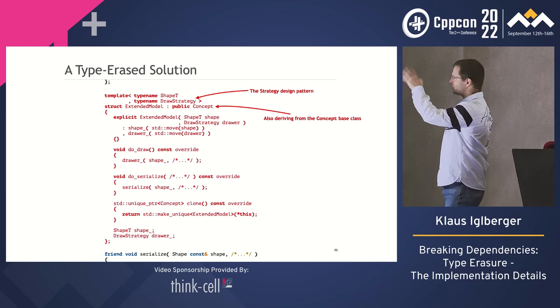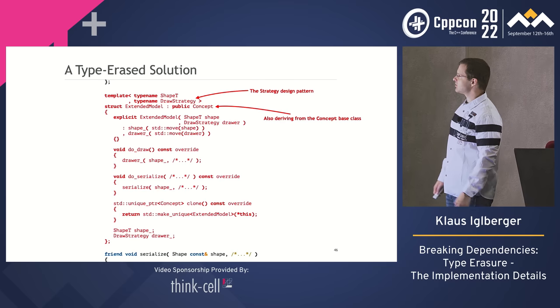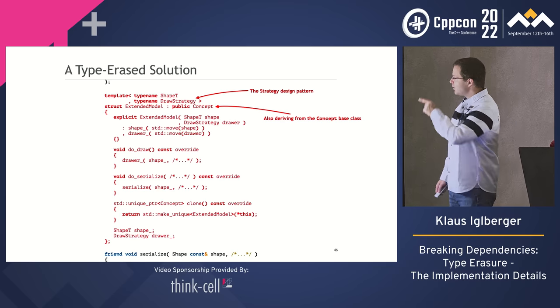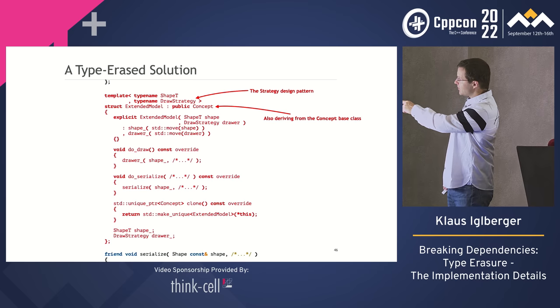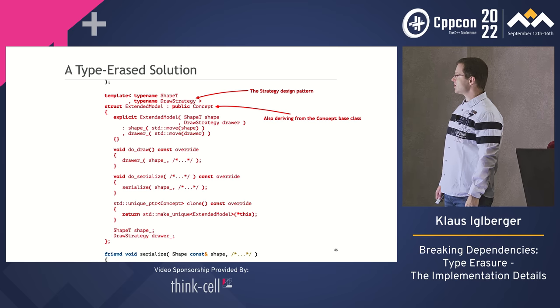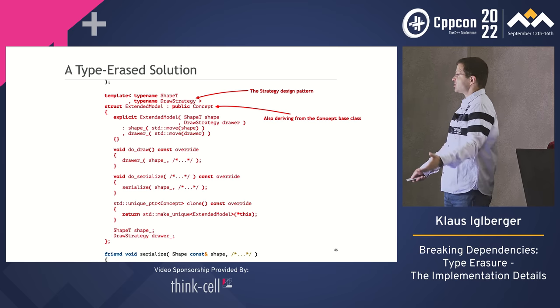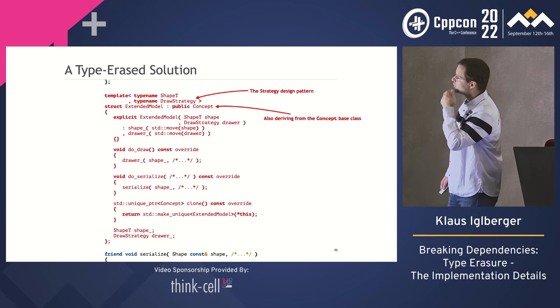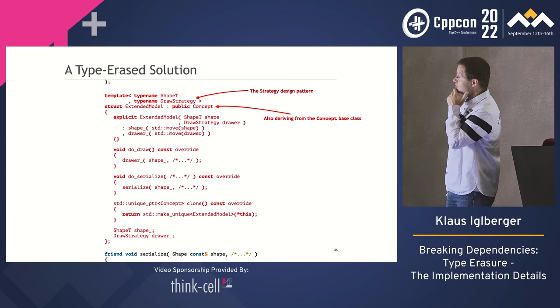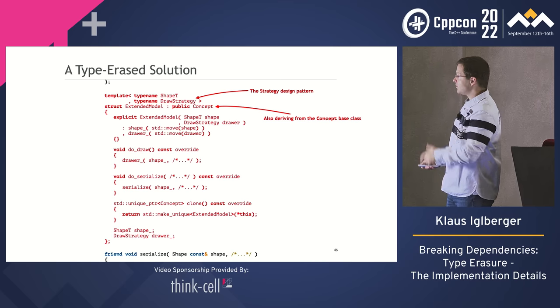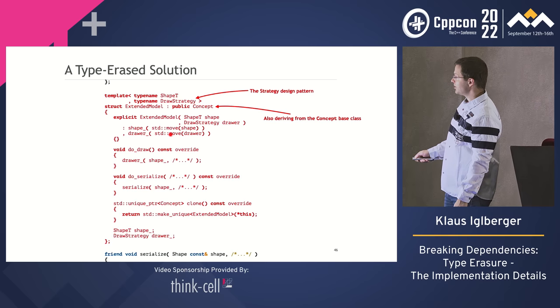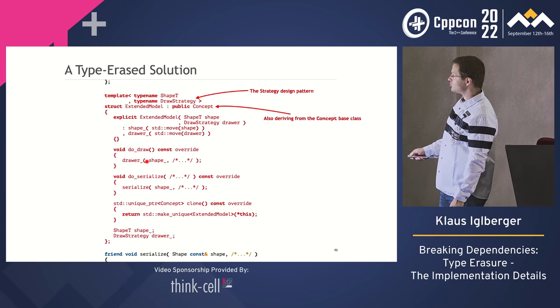And I just do this for draw. I think you can imagine how the serialize would look like too. We now have a new data member, draw strategy, which is just initialized via the constructor. We get a draw strategy, something. After all, it's a template parameter. And we just remember that. And when we want to draw, here, we just call our drawer.